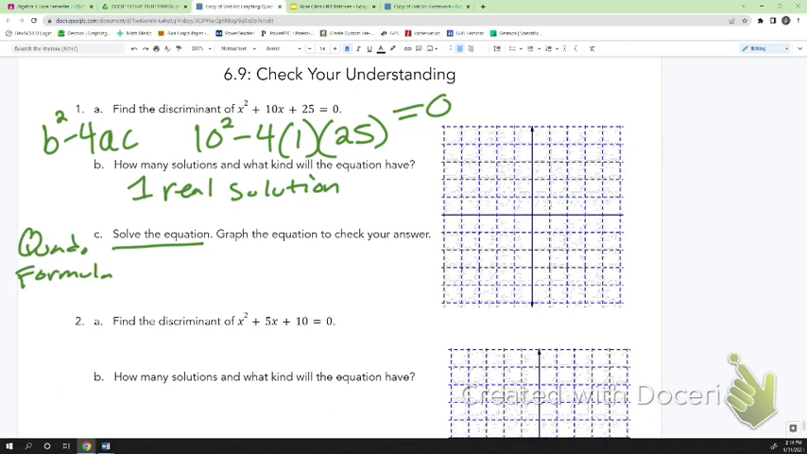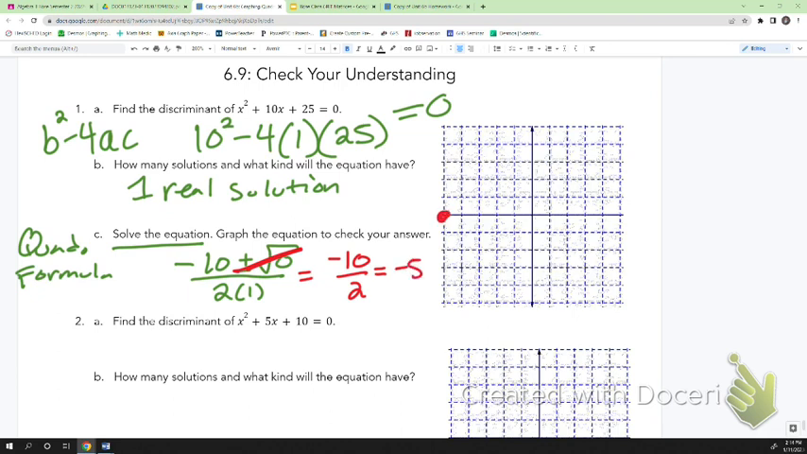We already know what goes under the root. It's going to be the opposite of my b plus or minus the square root of 0, all divided by 2 times my a. The square root of 0 is just 0, so that works out. This whole thing cancels out, and we're left with negative 10 over 2. What's my x-intercept? Negative 5.